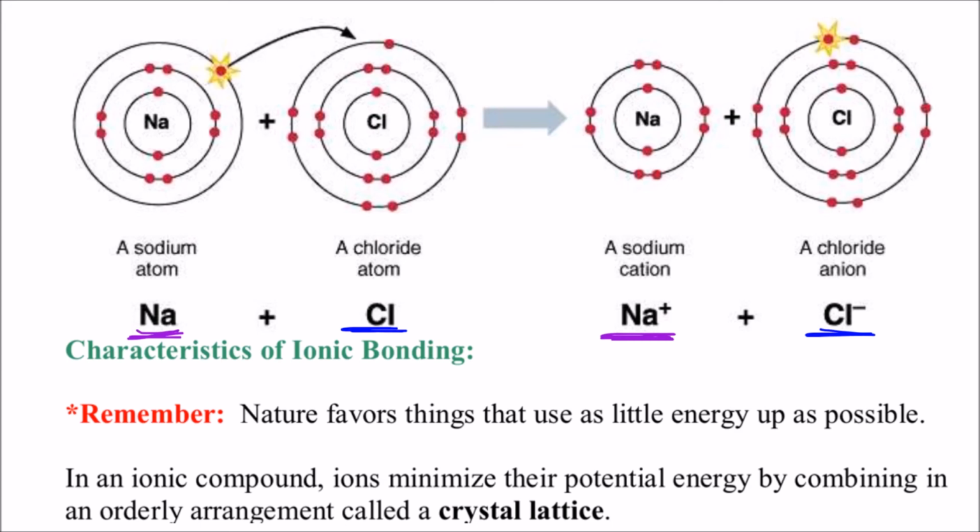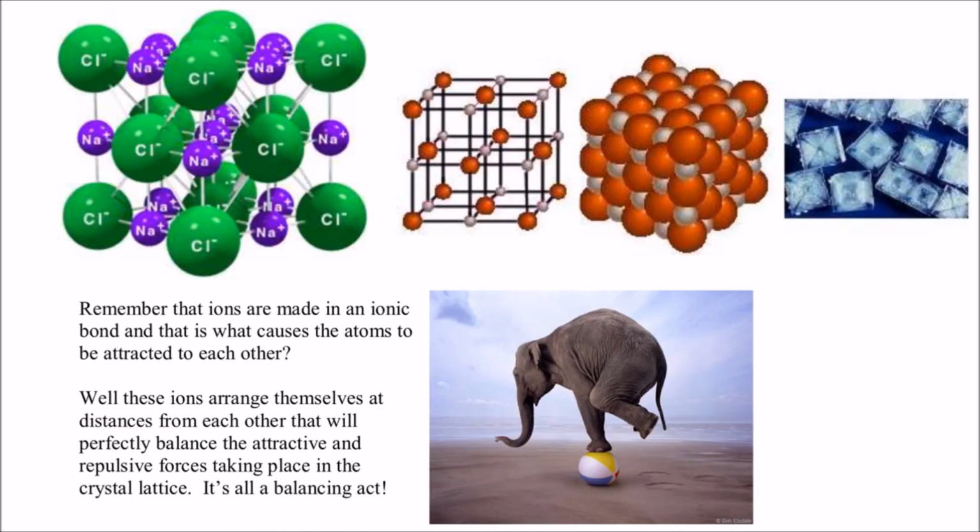Okay? Remember, nature favors using up as little energy as possible, and so in a salt, ionic compounds have to minimize their energy by arranging themselves in an orderly fashion called a crystal lattice. So here are some pictures of a crystal lattice.